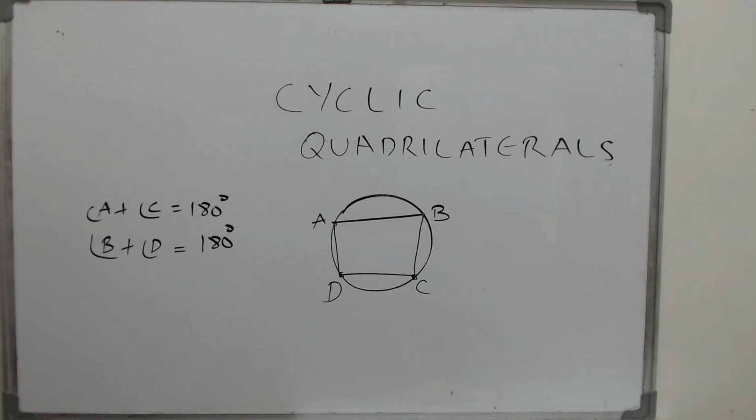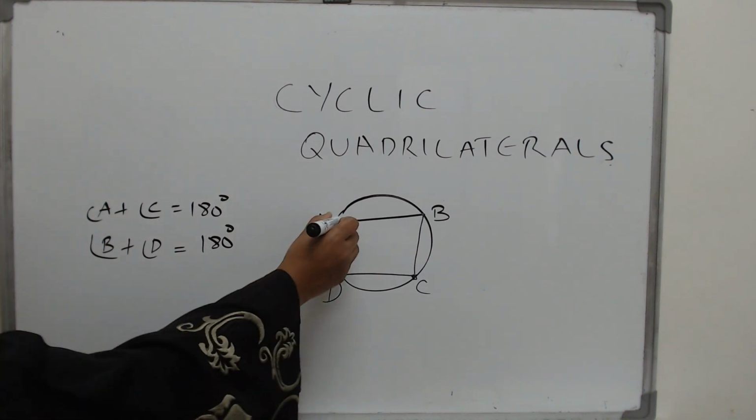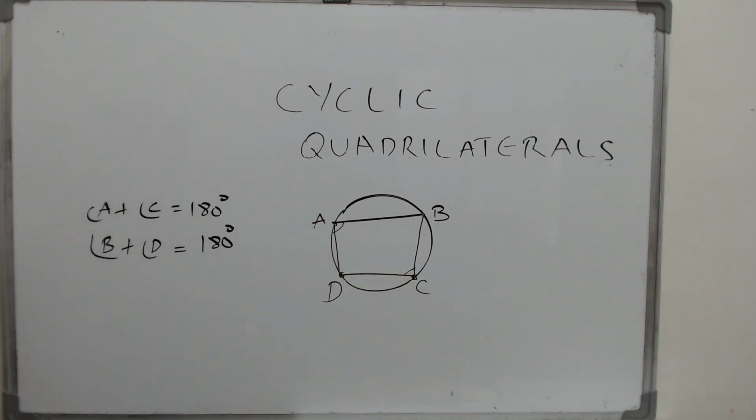Last class we studied cyclic quadrilaterals. Their vertices lie on the circumference of a circle and the sum of their opposite angles is what? It is 180 degrees. Now based on this information, let us try to solve some questions.